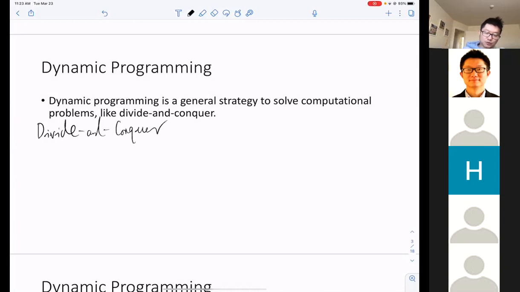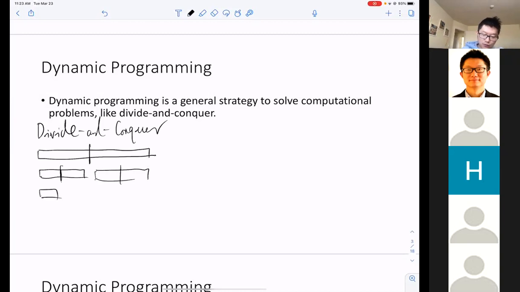So let's use sorting as an example. In divide and conquer, let's think about merge sort. What we do is that we first cut the big array into 2 halves, and we keep dividing them, and then we focus on each of them individually, and then we combine the solutions together, right?